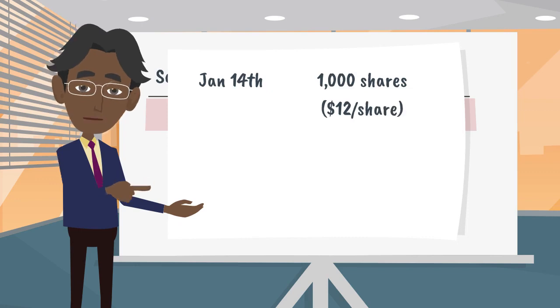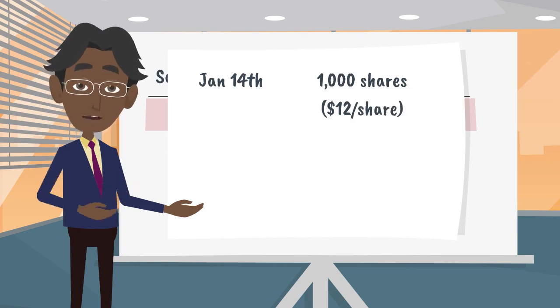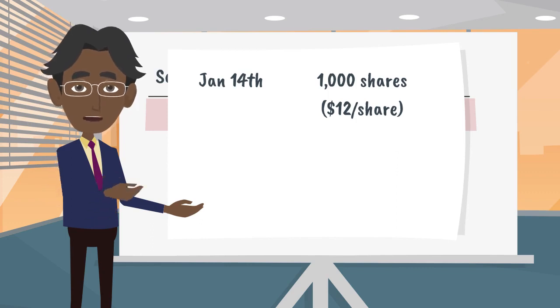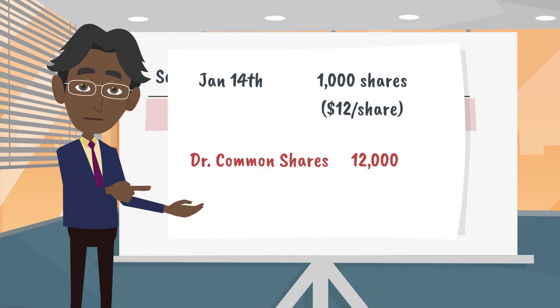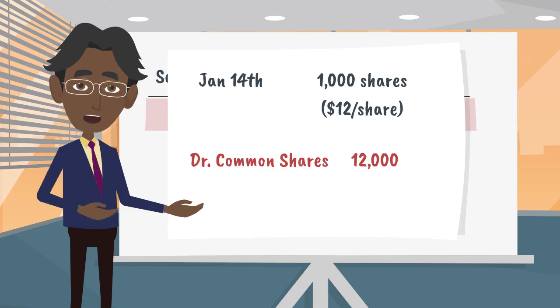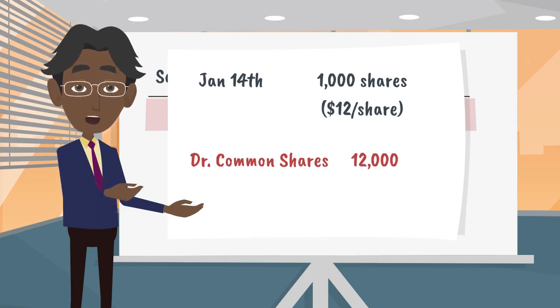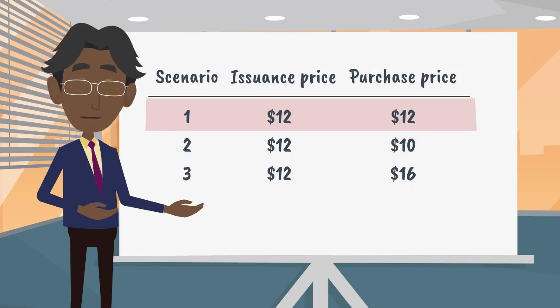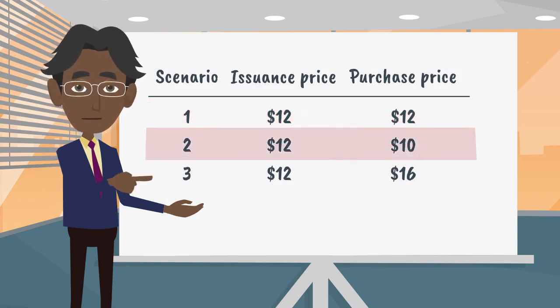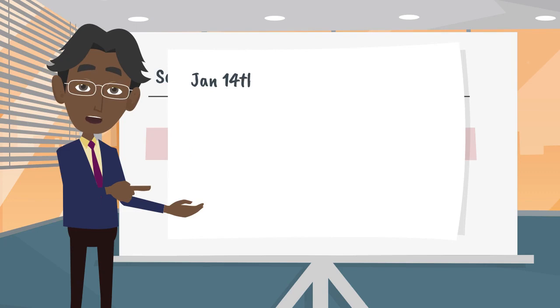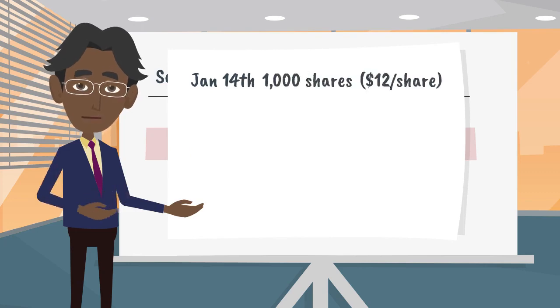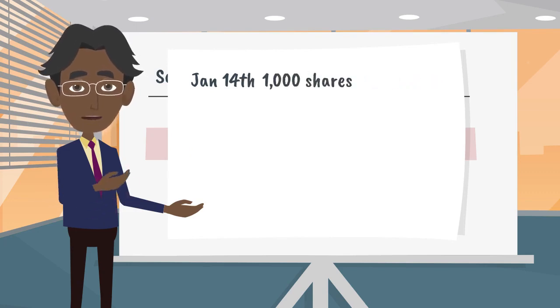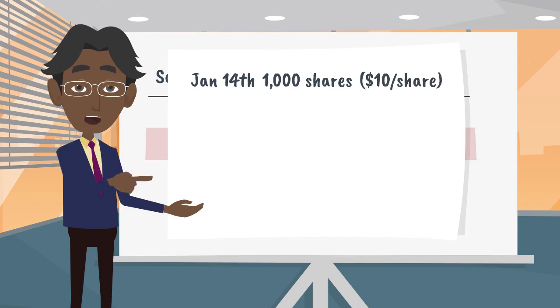In the first scenario, because the purchase price is equal to the average issuance price, the journal entry is simply a debit to common shares for $12,000, as $12 per share for 1,000 shares is $12,000. We credit the cash account by the same amount. Now, what do we do if the purchase price is not equal to the average issuance price? Remember that Lilylime's average issuance price was $12. Say the market value is $10 instead on January 14th.